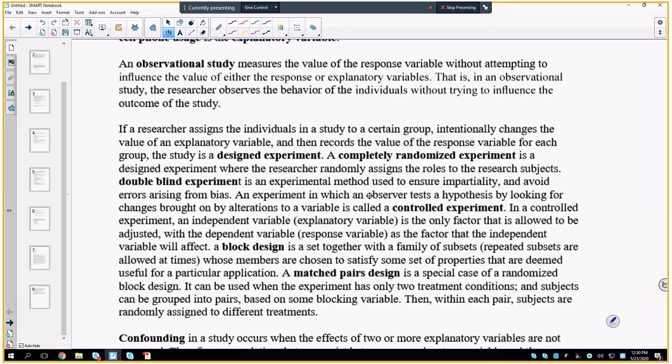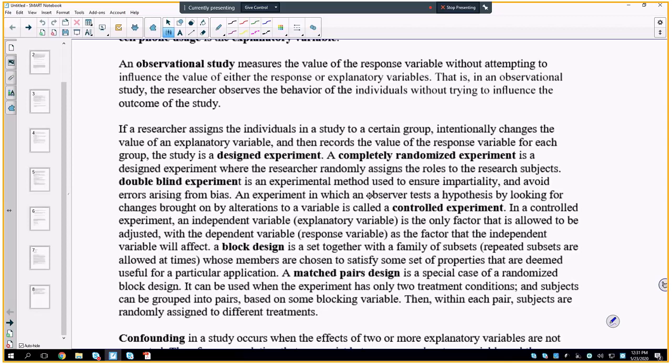We have completely random, or we could have a double-blind experiment, which is an experiment method used to ensure impartiality and avoid errors arising from bias. An experiment in which an observer tests the hypothesis by looking for changes brought on by alterations to a variable is called a controlled experiment. In a controlled experiment, an independent variable, which is the explanatory variable, the cause variable, is the only factor that is allowed to be adjusted, and the dependent variable, the response variable, or the effect, is the factor that the independent variable will affect.